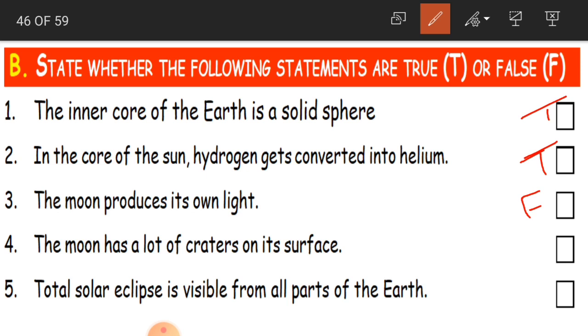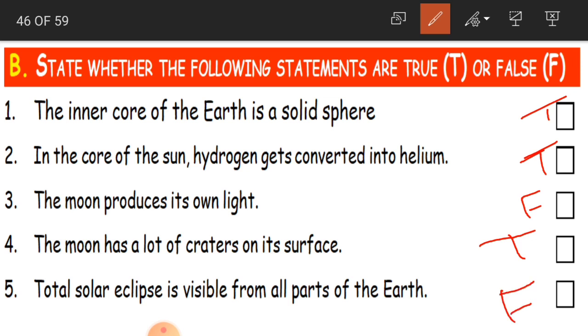Fourth one, the moon has a lot of craters on its surface. Craters are the round holes formed because of meteoroids, which are rocks, as they hit the surface of the moon. So this is also true. Now fifth one, total solar eclipse is visible from all parts of the earth. No children, this is false.